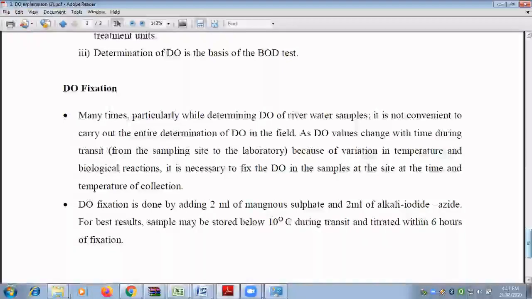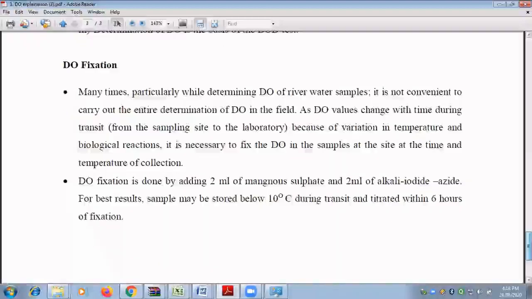So to maintain or to get the actual value of DO, we have to fix the DO at the site itself after collecting the sample. So how is the DO fixed? The DO is fixed by adding 2 ml of manganese sulfate and 2 ml of alkali iodide azide in the 300 ml of water sample.